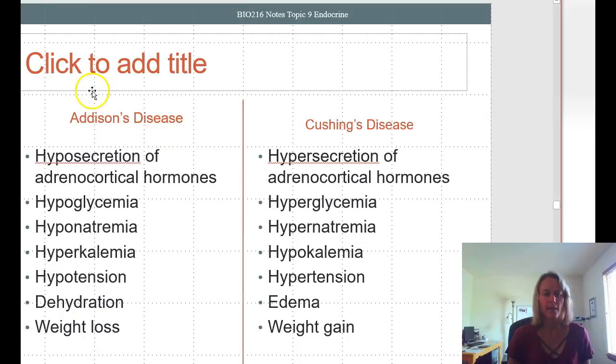Okay, and this compares and contrasts Addison's with Cushing's. They're essentially mainly the opposite, so you can look at those for yourself. Hypoglycemia versus hyperglycemia and so forth.